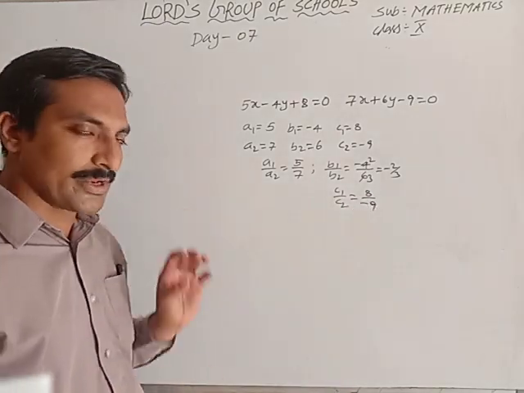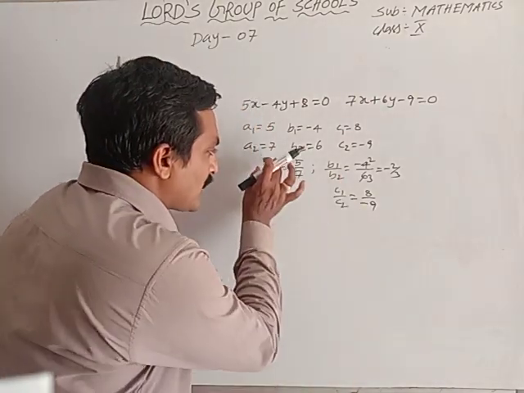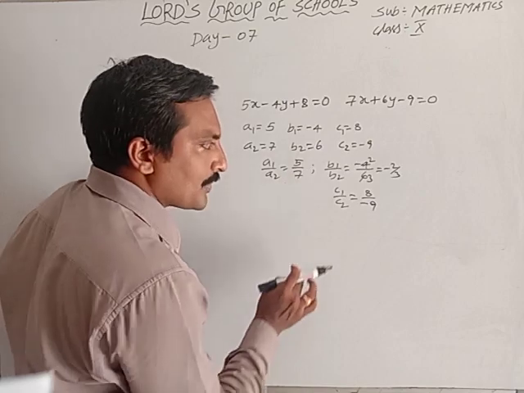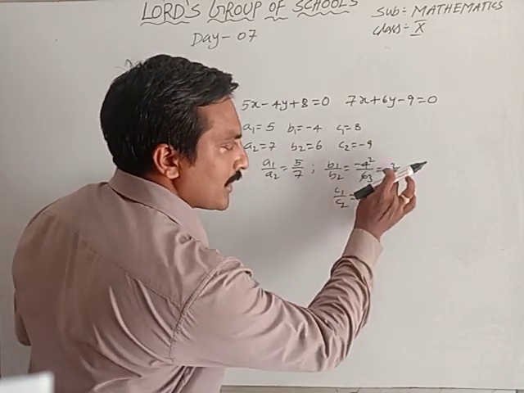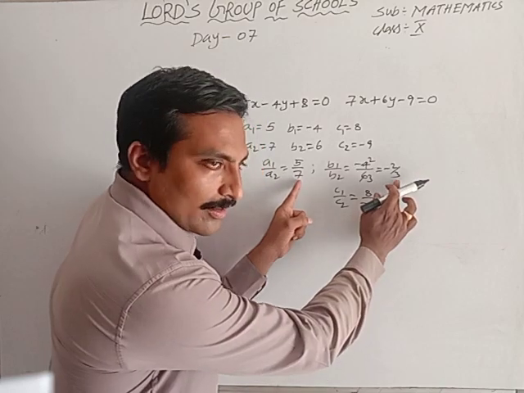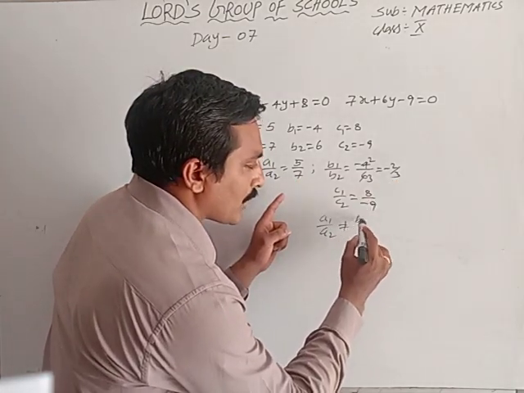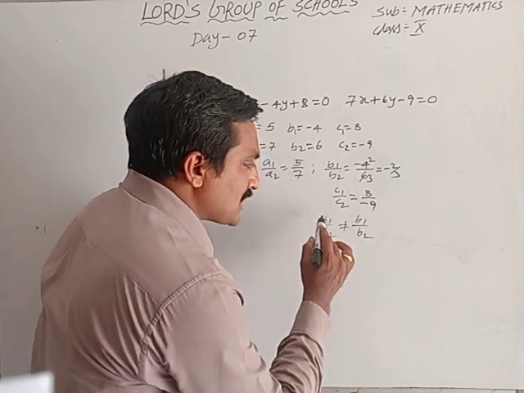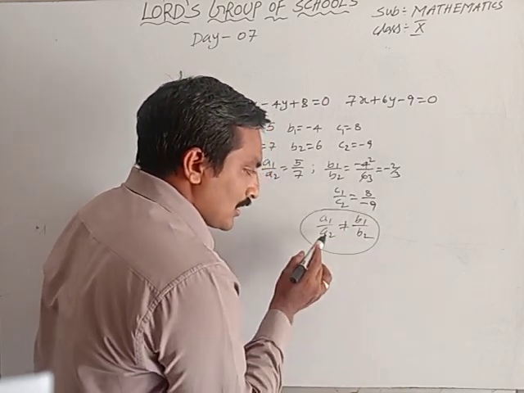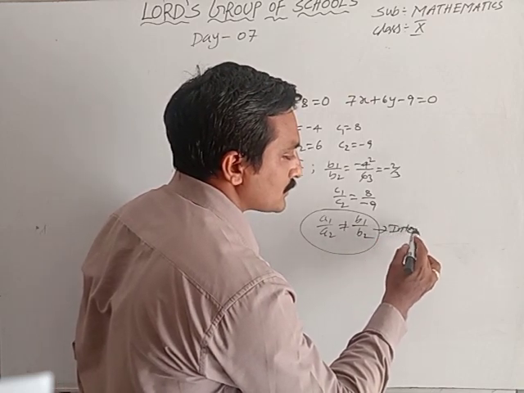After completing the ratios, you have to observe the first two ratios. A1 by A2 is 5 by 7. B1 by B2 is minus 2 by 3. You have to observe these two ratios. These two are not equal. So you write A1 by A2 is not equal to B1 by B2. Which condition is this? This belongs to intersecting lines.